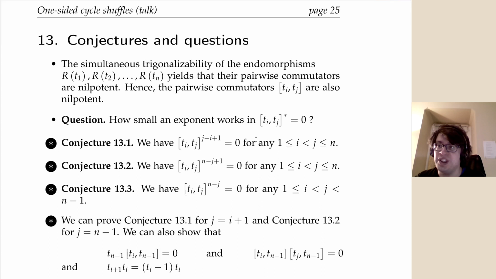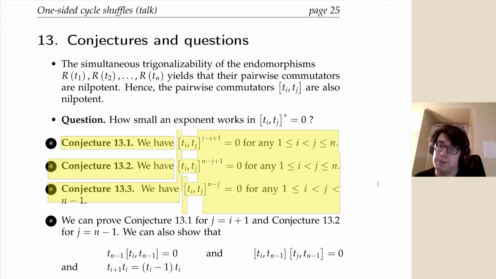Now, here are some more interesting conjectures. As I said, right multiplications by those TIs are simultaneously trigonalizable. And as a consequence, their pairwise commutators are strictly upper triangular in this basis. Like every strictly upper triangular matrix, of course, they're nilpotent. But the question is, how nilpotent are they? Because naively, of course, you get something like the Fibonacci power of this is 0, like this to the power of 2 F_{n+1} is 0. But you know that in such situations, usually a much smaller power is enough.